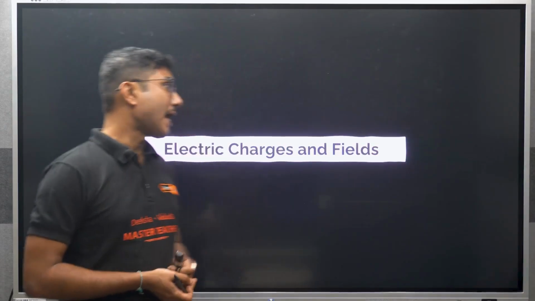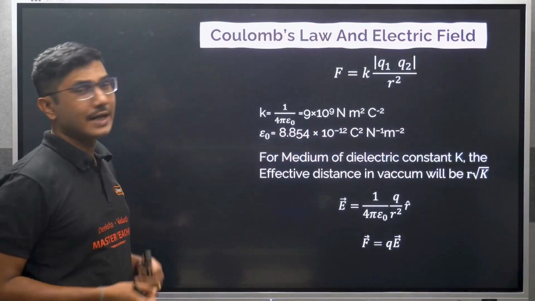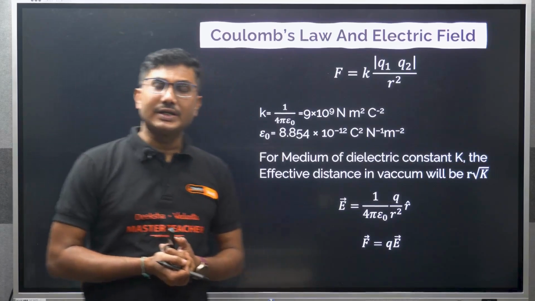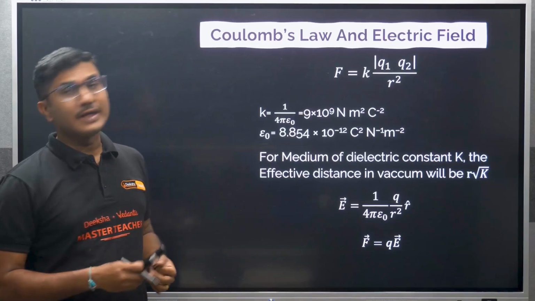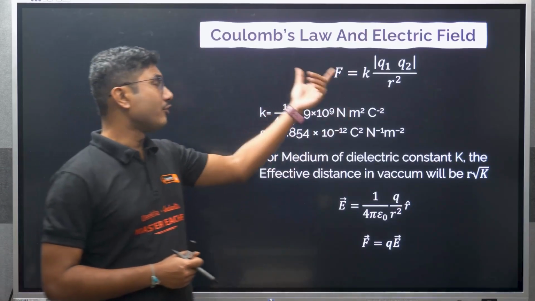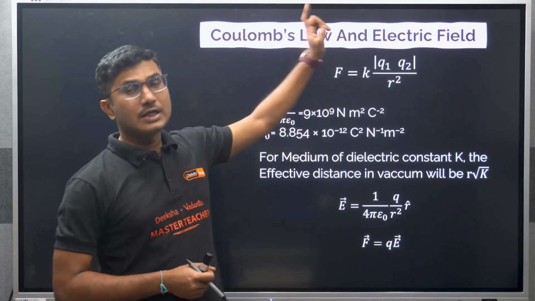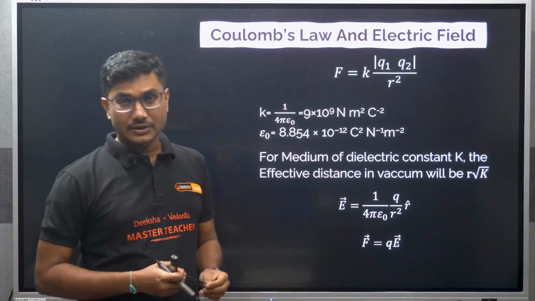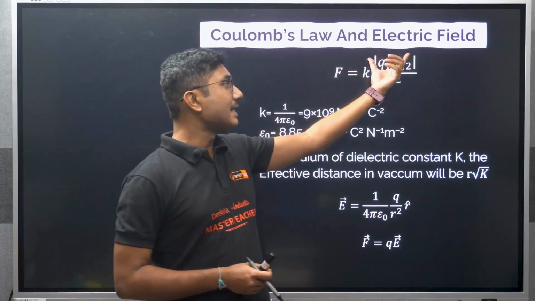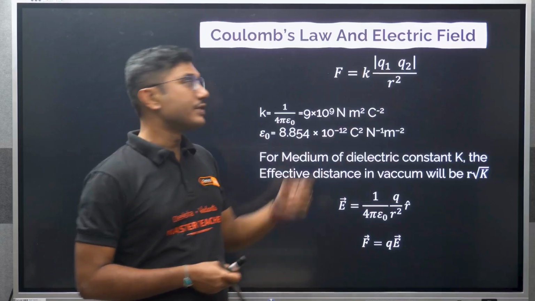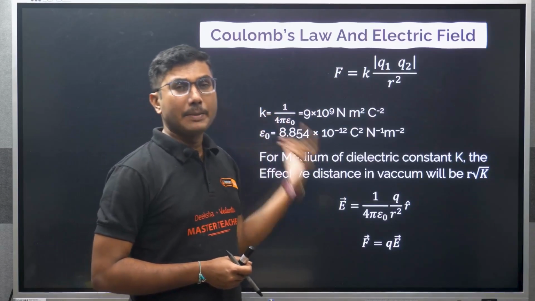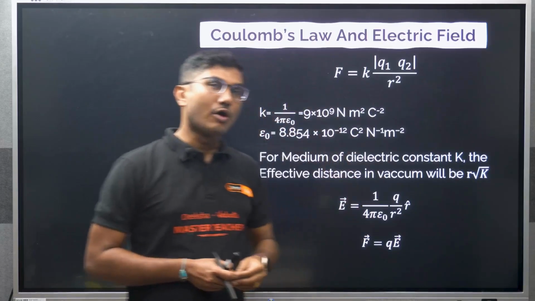Now let's start with the first chapter, electric charges and fields. It is the first chapter, and the first law that we have learned was Coulomb's law, as well as the concept of electric field. Coulomb's law was very important. So what is the basic form of Coulomb's law? The basic form of Coulomb's law is K Q1 Q2 divided by R square. This sign signifies we are only taking the magnitude. This is the magnitude of the force. The sign can be positive or negative depending upon whether it is a repulsive force or attractive force.